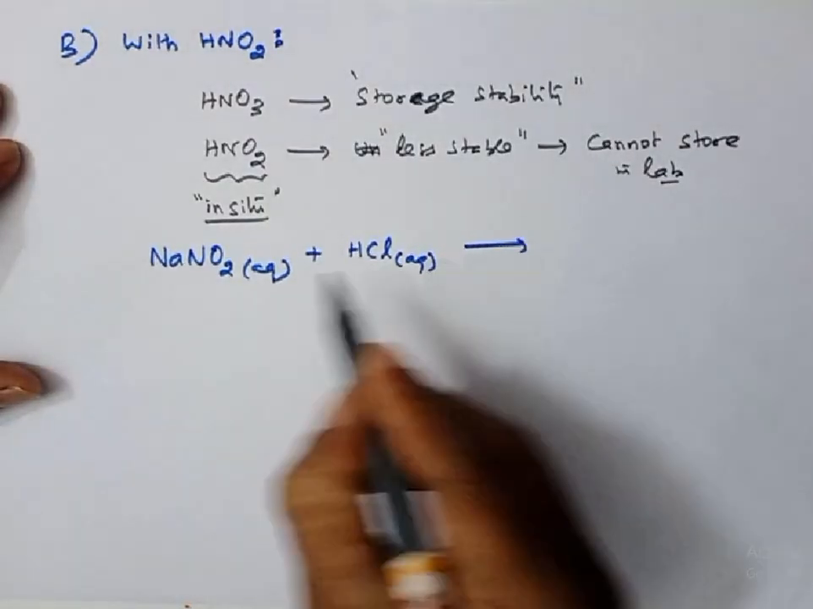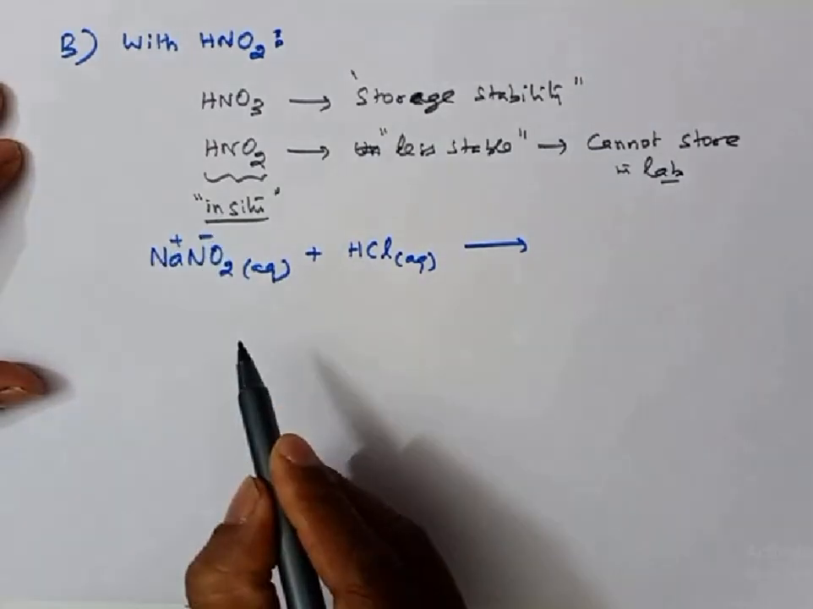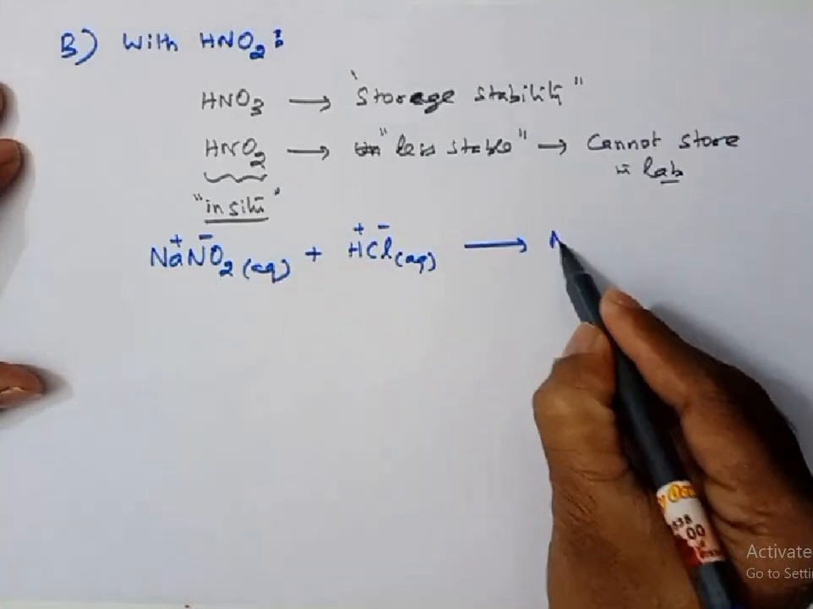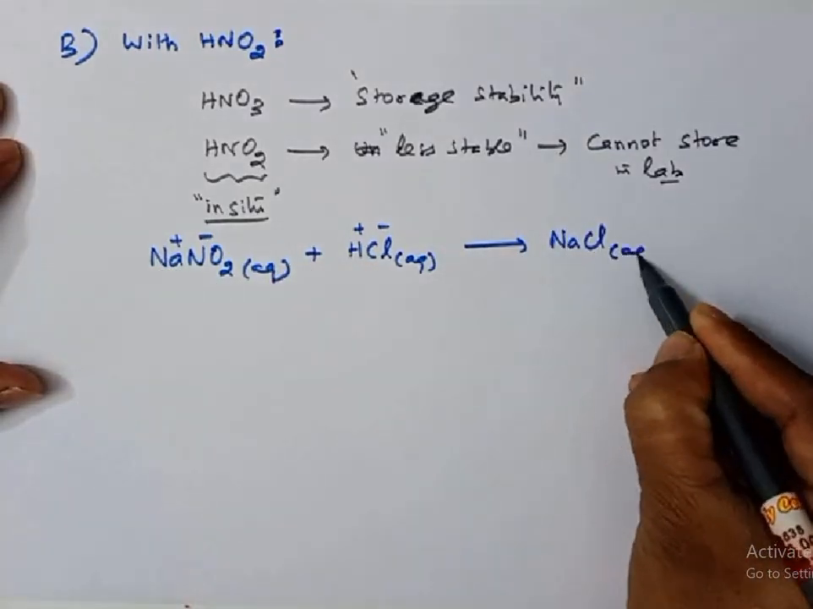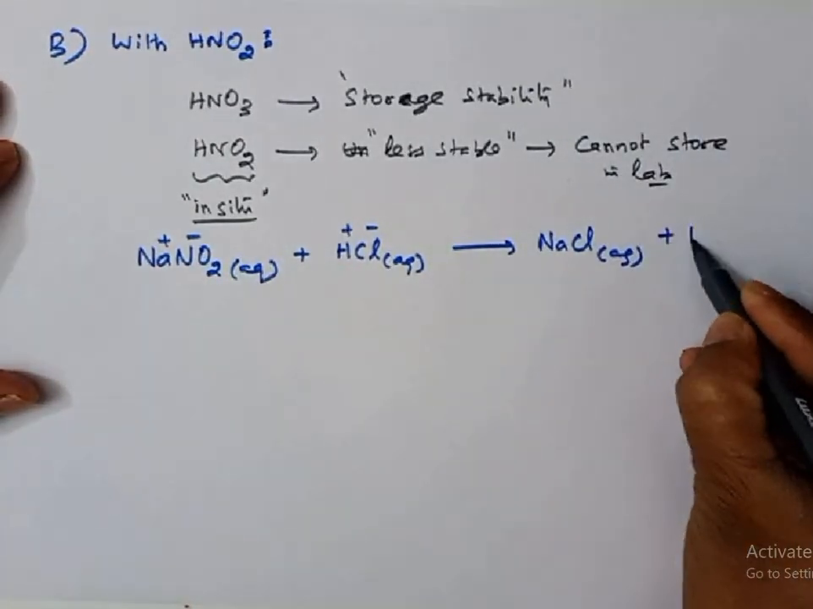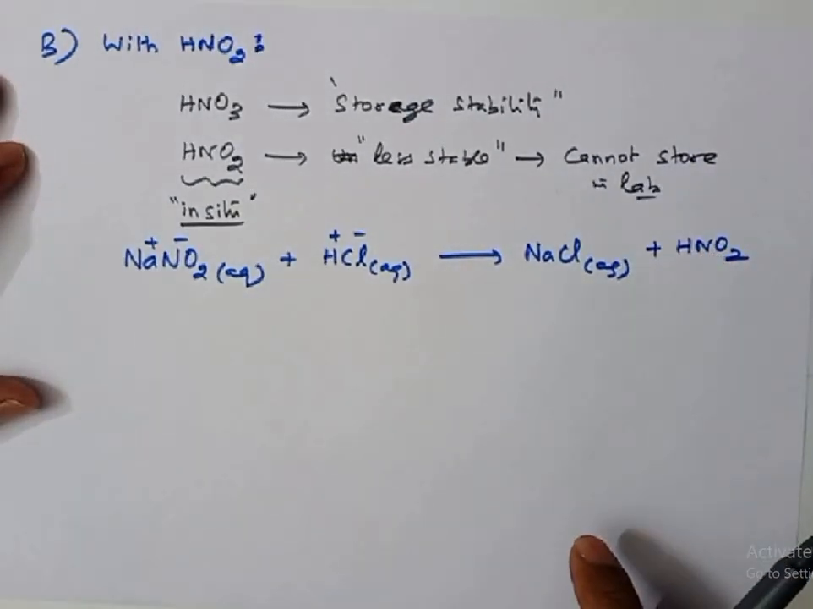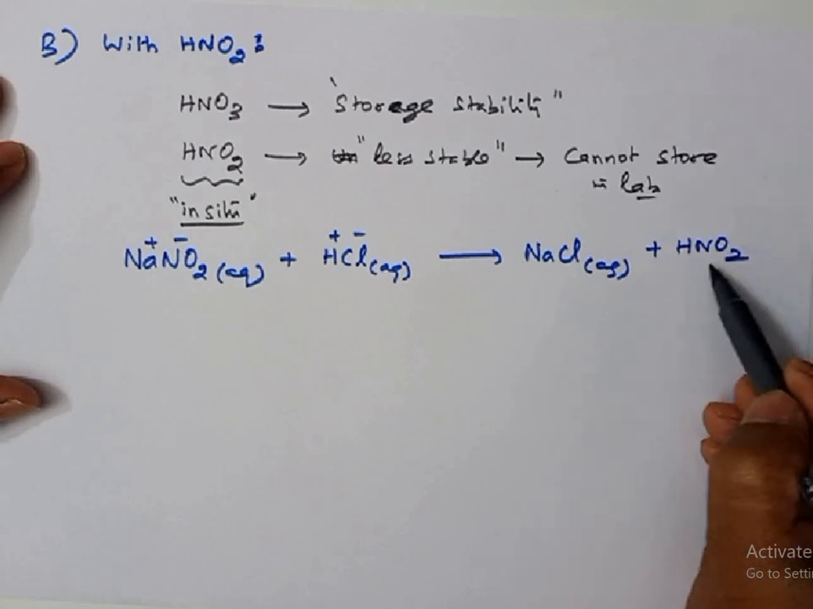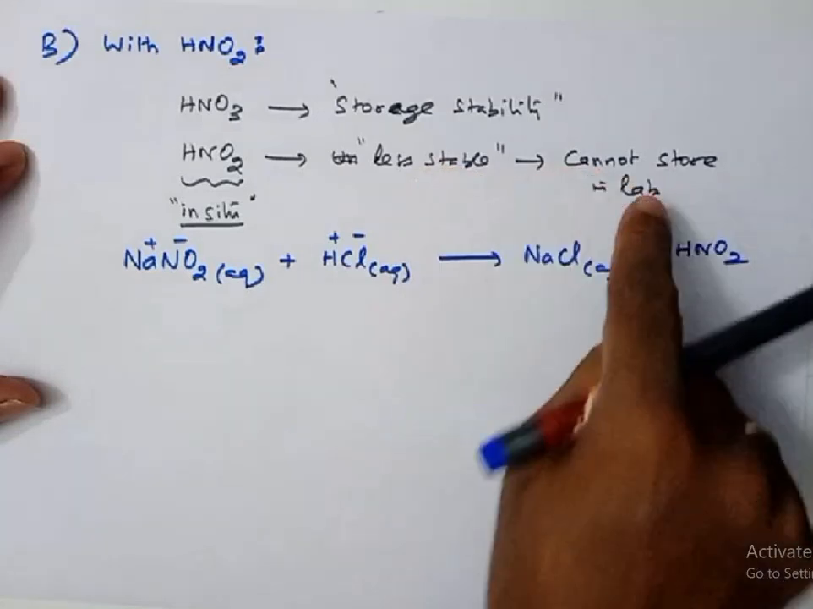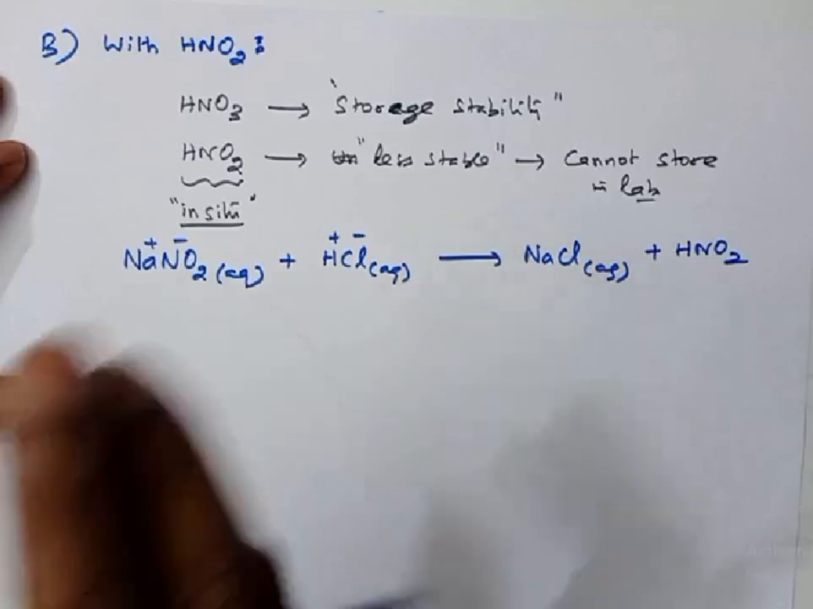Okay, if we mix these two, what will happen? Na plus and NO2 minus we have. Here we have H plus and Cl minus. Na plus combined with the Cl minus forms NaCl aqueous. H plus combined with the NO2 minus forms HNO2. You will get nitrous acid. This compound is called HNO2, nitrous acid. Stability is less, so you cannot store it in the lab. You have to prepare this only within the reaction medium.